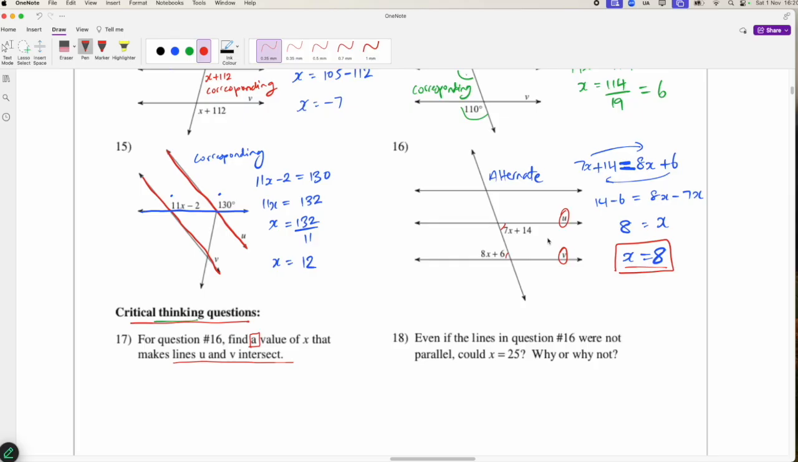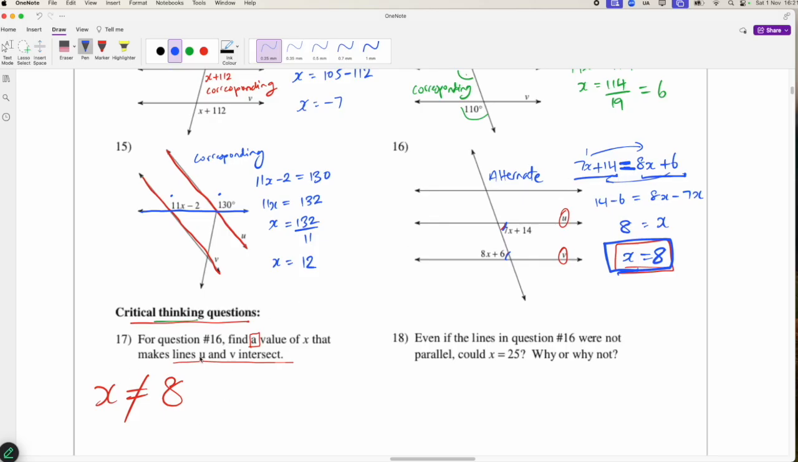So that means that when x is 8, these two are equal. And if these two are equal, the lines are parallel. So once x is not 8, x could be anything else. Once x is not 8, then these two things will no longer be equal. Remember, 7x plus 14 is only equal to 8x plus 6 if x is 8. If you put x to be 1 inside of here, they're not going to be equal. If you put x to be 2 inside of here, they're not going to be equal. It could be anything.